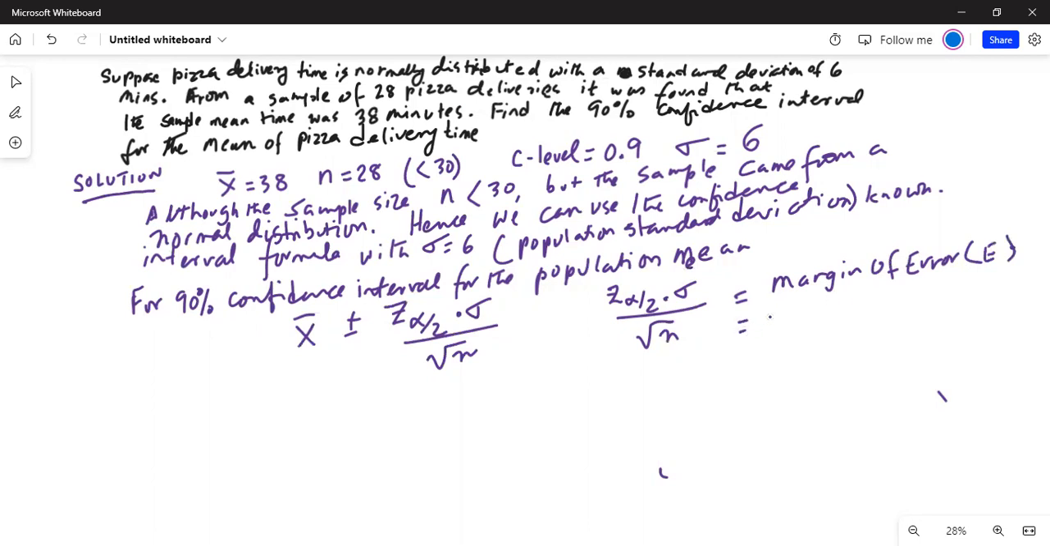Some books also call this the error bound for the margin. So I'll clear that. Margin of error, which is equivalent to, some other books call it error bound for the margin.